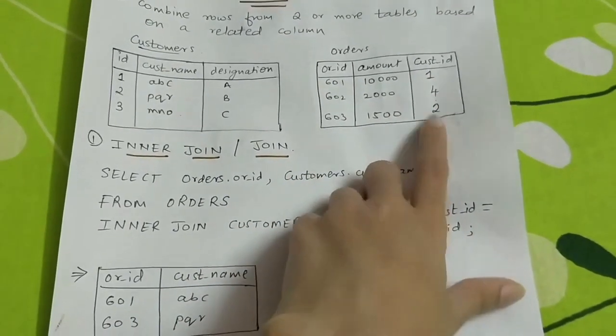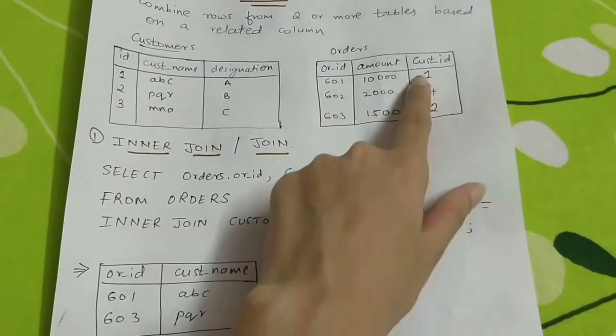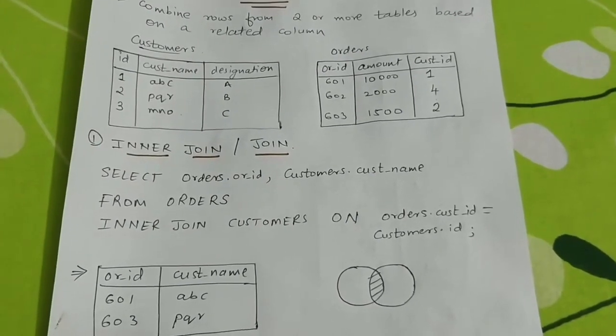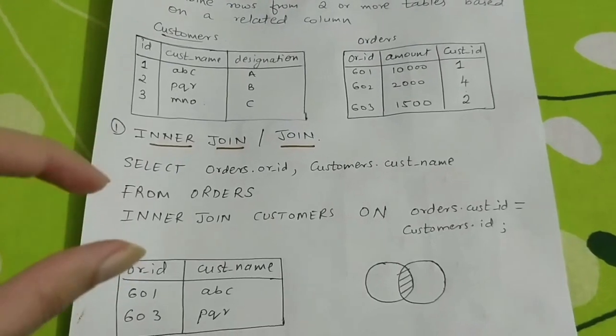So 1, 4 and 2. Here there are 1, 2, 3. What is common between the two? 1 and 2 are common between both the tables. Customer IDs 1 and 2 are common between both the tables. So only those will be printed.